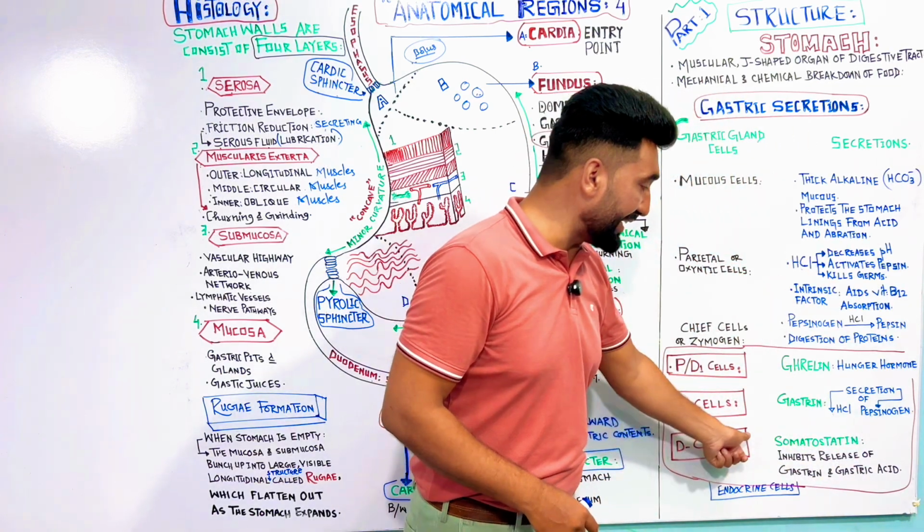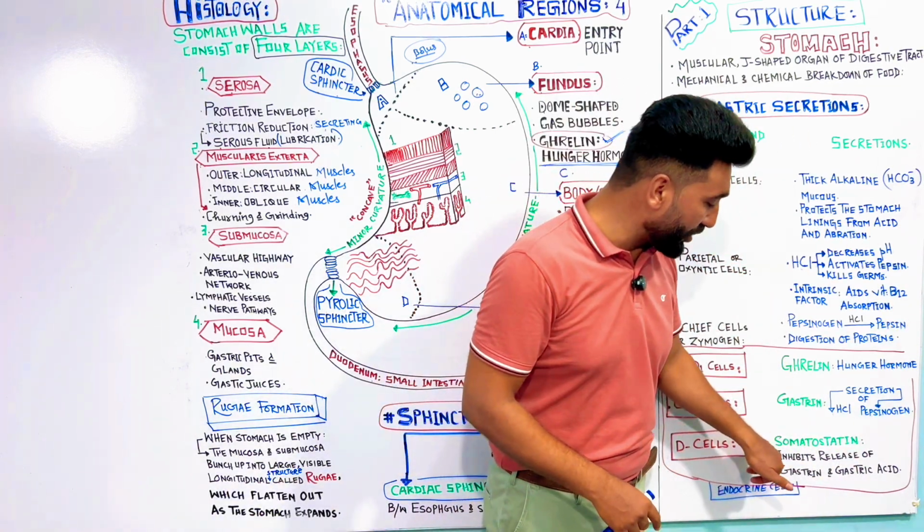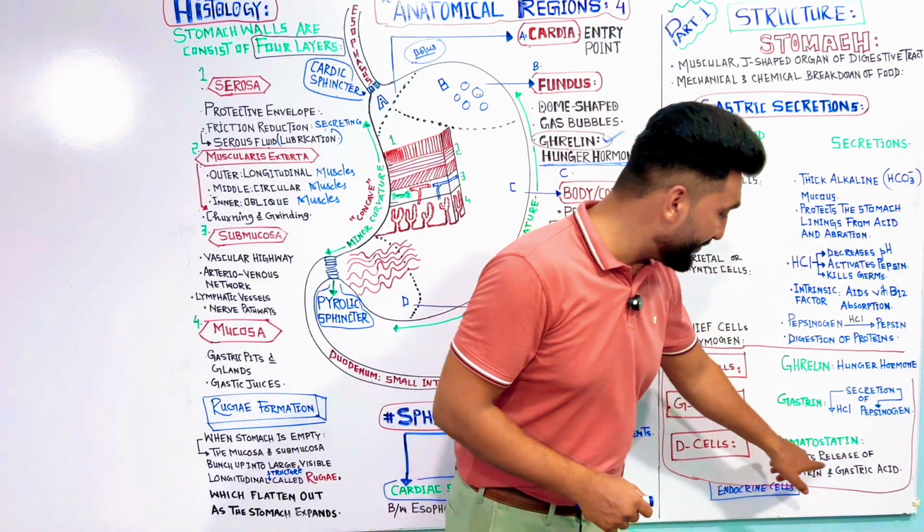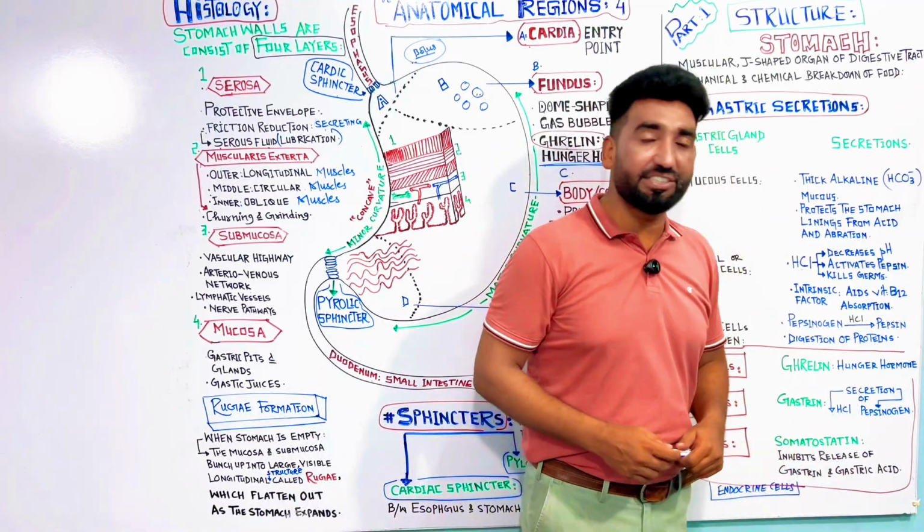Then come D cells. These cells secrete somatostatin that is involved in the inhibition of the release of gastrin and gastric acid.